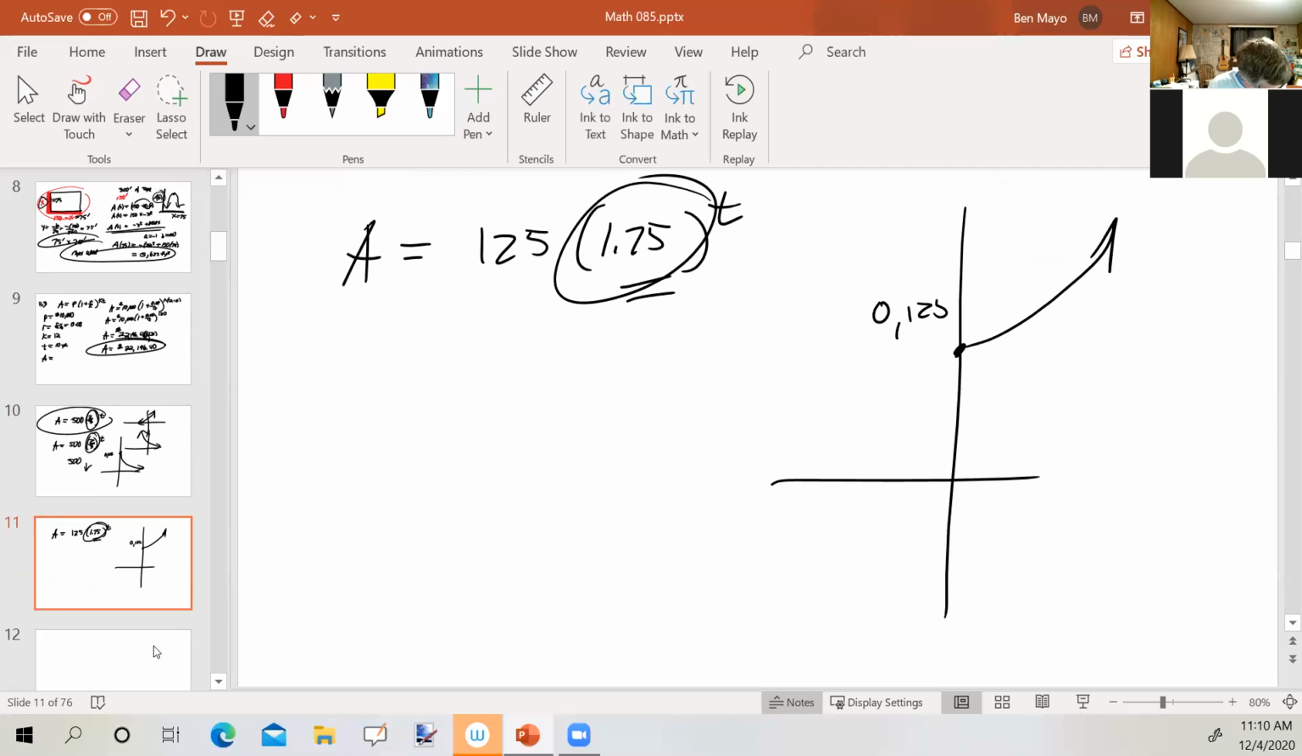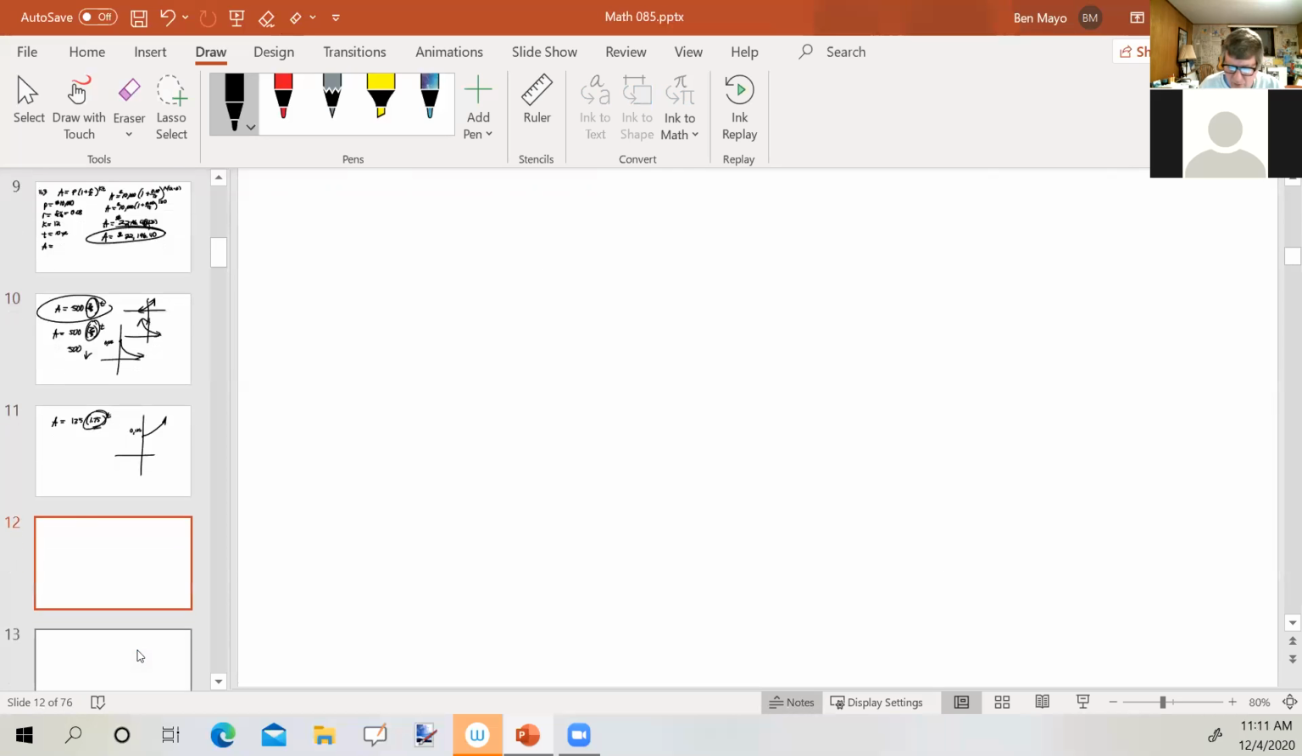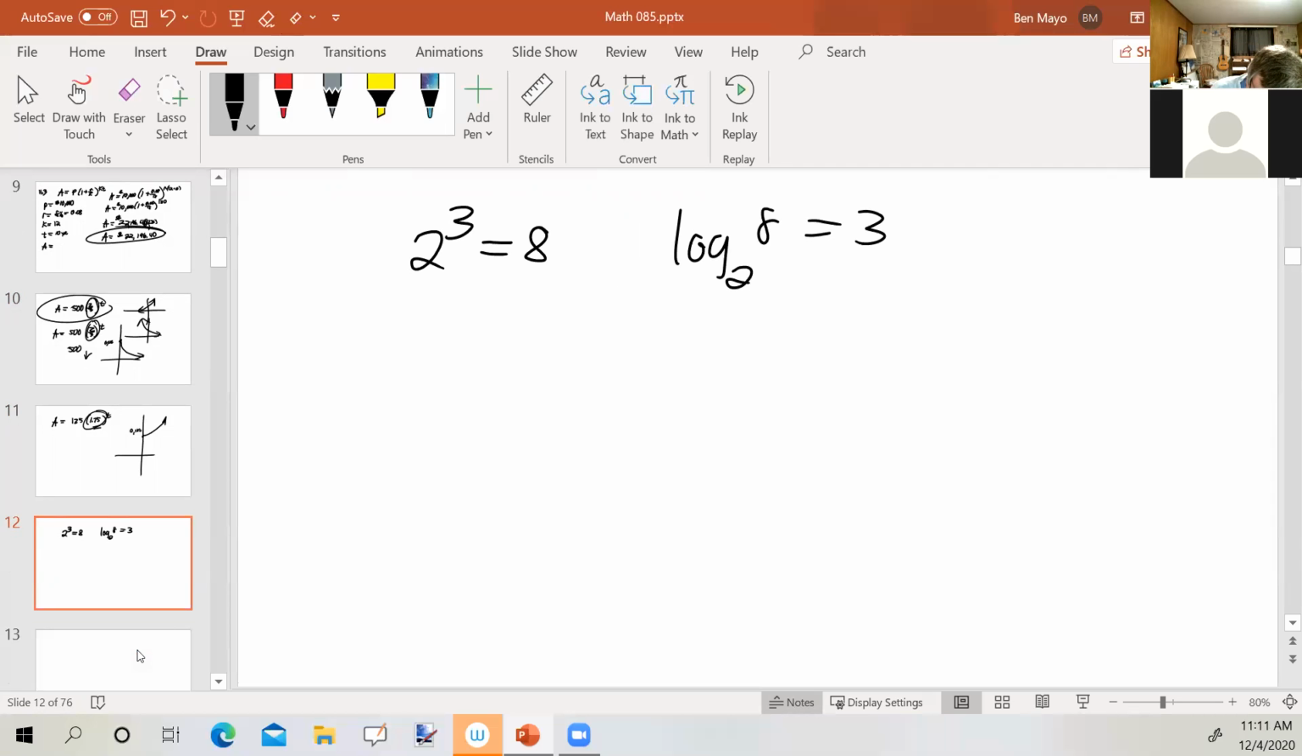I want to talk about changing back and forth between exponential and logarithmic equations. Let's say you have the exponential equation, 2 cubed equals 8. If you were to rewrite that as a logarithmic equation, it would be log base 2 of 8 equals 3. If you had 7 squared equals 49, that would be log base 7 of 49 equals 2.